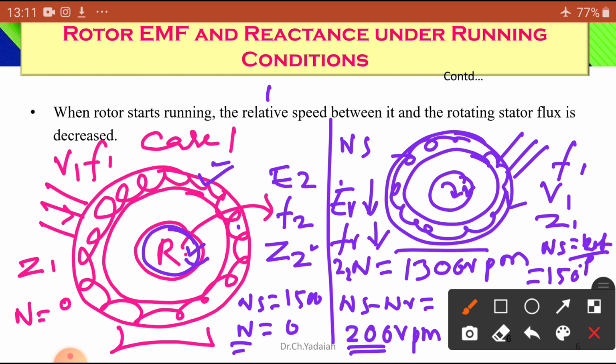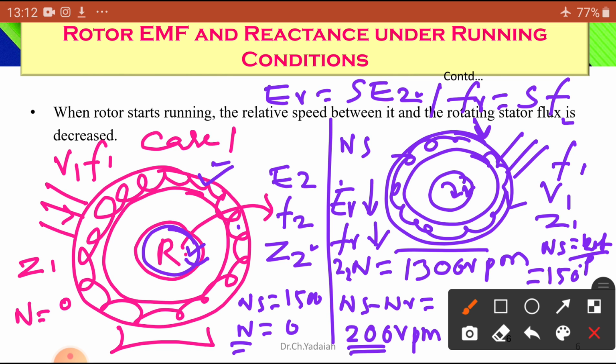Under this condition ER is equal to S into E2. What is S? Slip. What is the percentage? 2%, 3%, 4%, maximum 10%. The slip itself is in points, 0.2, 0.4, so automatically the induced EMF reduces. At the same time, FR, the frequency under running condition, is S times F. So if it is 50 Hz, 50 into 0.02 for 2% slip, the frequency of the rotor is very, very low. That's why we neglected iron losses in the rotor conductors.